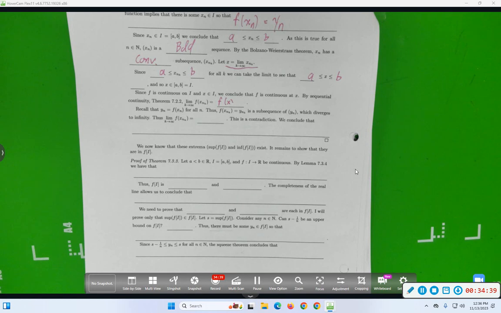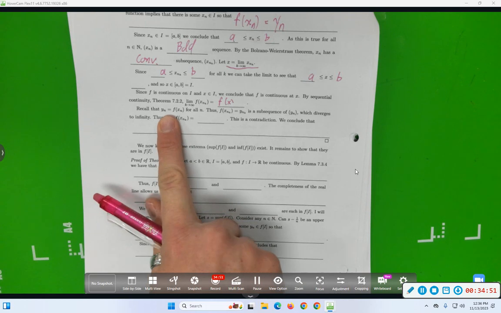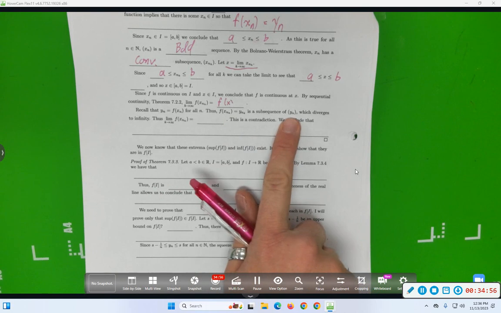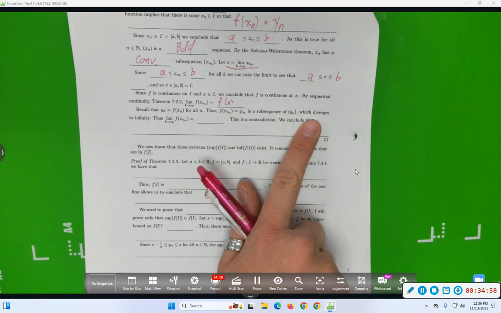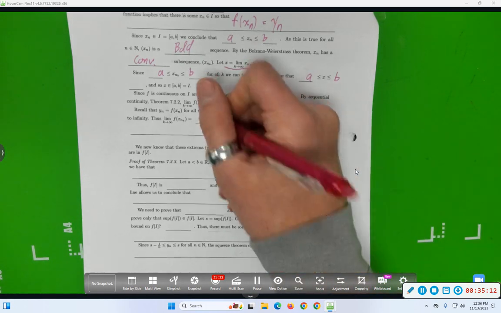The contradiction is going to be about f of x sub n sub k. Right now, I know f of x sub n sub k converges. On the other hand, yn is equal to f of xn. So f of x sub n sub k is a subsequence of y sub n. I know that y sub n diverges to infinity. If you take a subsequence of a sequence that diverges to infinity, what can you say about that subsequence? Also diverges to infinity.